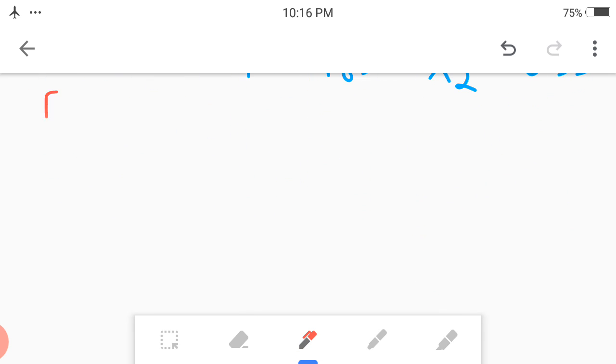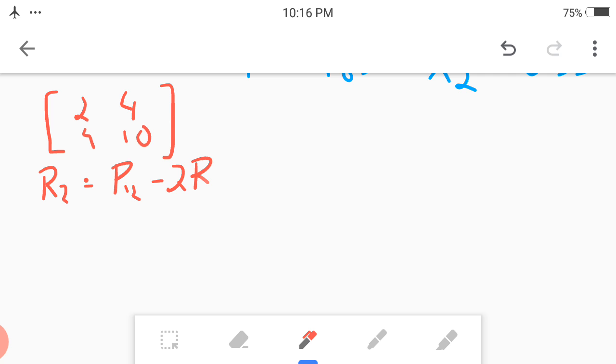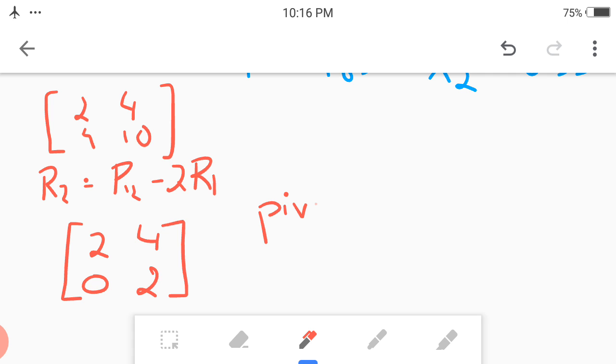What was the matrix again? Let's write down 2, 4, 4, 10. So for this matrix, what is the row operation? R2 equals R2 minus 2R1. Correct. So after applying the row operation, you get 2, 4, 0, 10 minus 8, which is 2. You can observe pivots are 2 and 2, which are greater than 0.